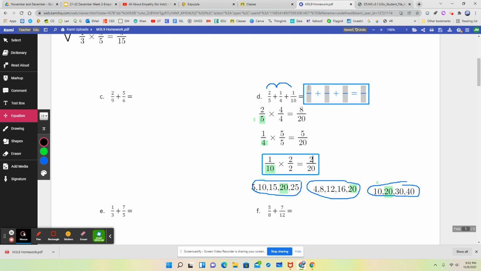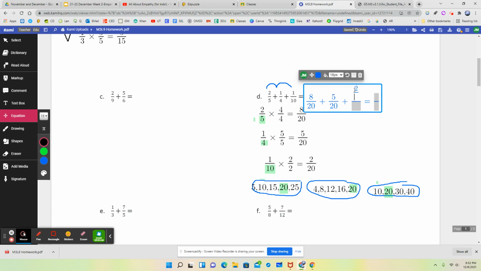So now we know that the equivalent fraction for 2/5 is now 8 20ths. The equivalent fraction for 1/4 is now 5 20ths. The equivalent fraction for 1/10 is now 2 20ths.